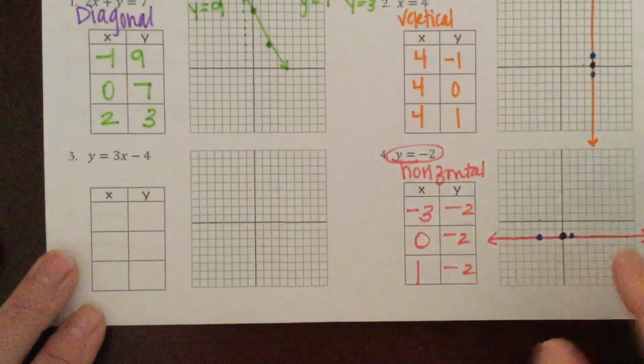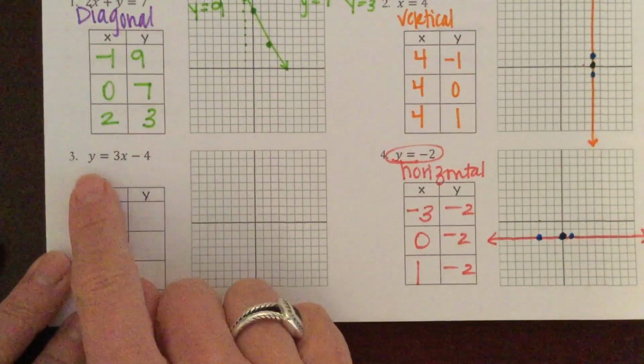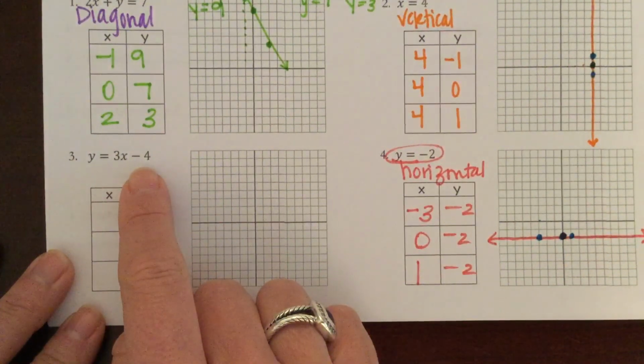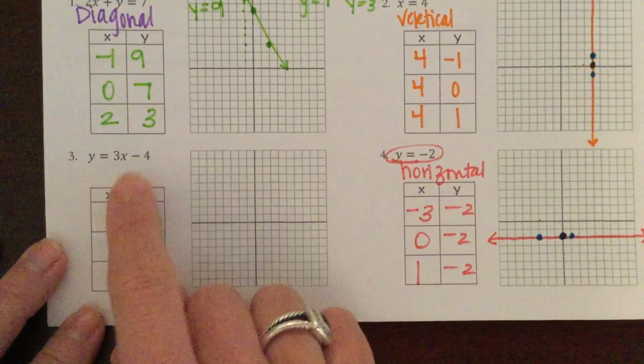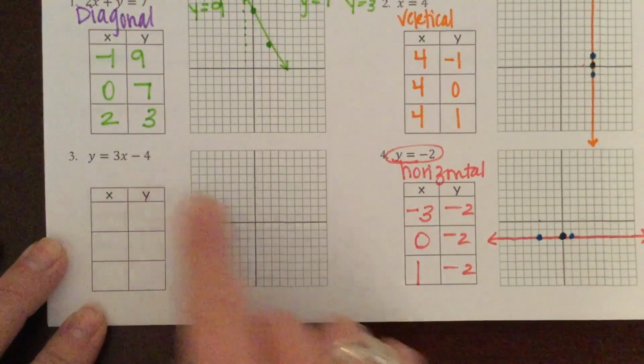You guys go ahead and try number 3. What type of line will this be? Vertical, horizontal, or diagonal? Then fill in the table and graph.